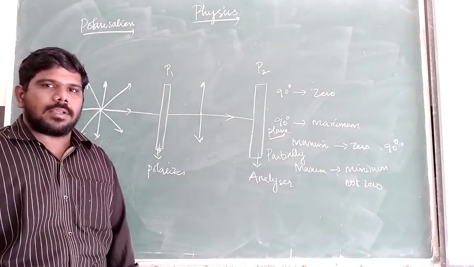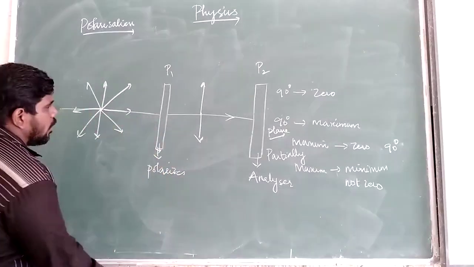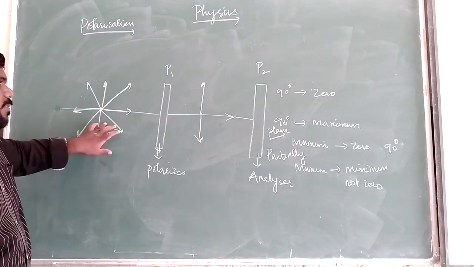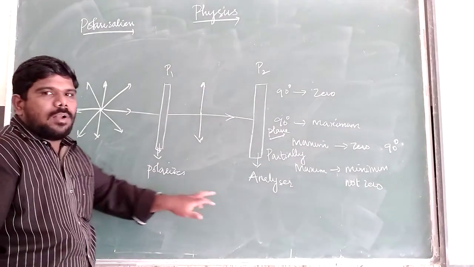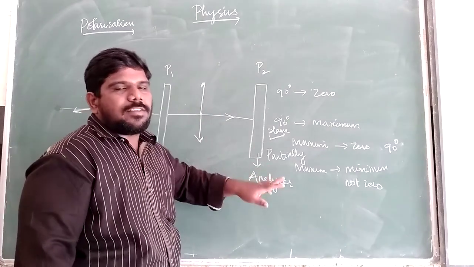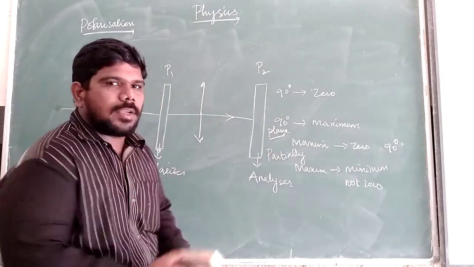Okay, clear? The next one: what is a polarizer? When unpolarized light is converted into polarized light, it is called a polarizer. What is an analyzer? Whether the light is polarized or unpolarized, the device which analyzes it is called an analyzer. Clear?